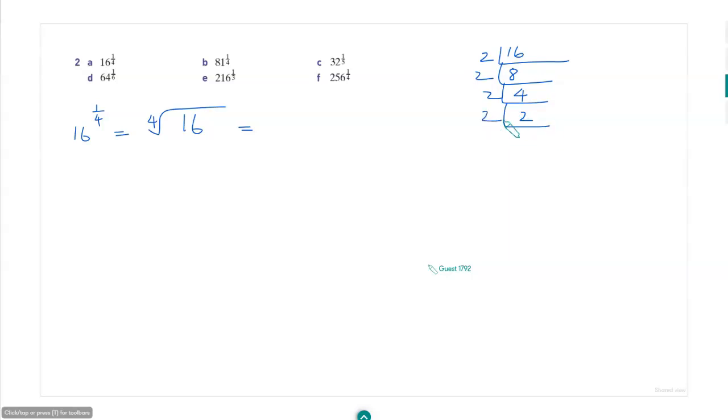Yes. So you stop when you get 1, right? So you can write 16 equals 2 into 2 into 2 into 2. Right? So what is the 4th root of 16? What number when multiplied by itself 4 times will give you 16? 2, right? So this is 2. Got it?